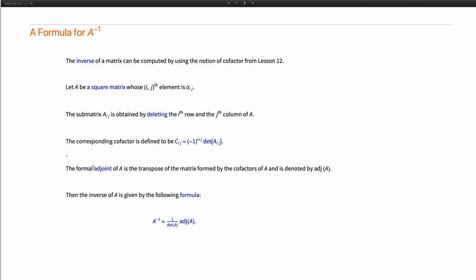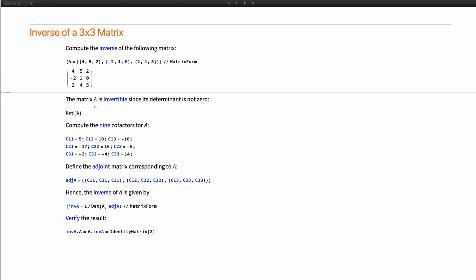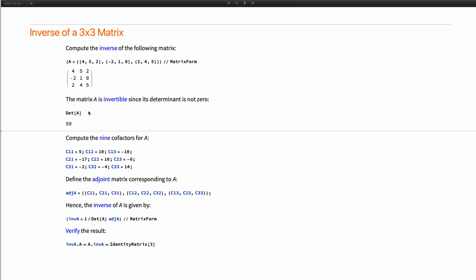You then define the adjoint of A by taking the transpose of the cofactor matrix, and very soon you have a very nice formula for the inverse in terms of determinants. So that's one way of finding the inverse using determinants. As an example, here you have a 3 by 3 matrix. Let's check it's invertible. Well, the determinant is not 0, so it's invertible.